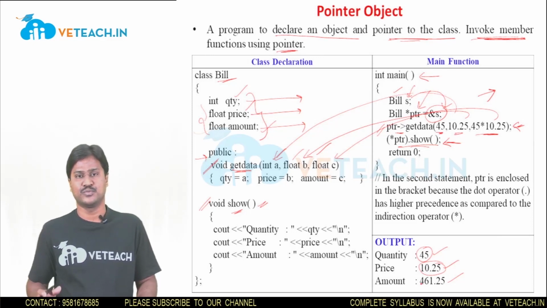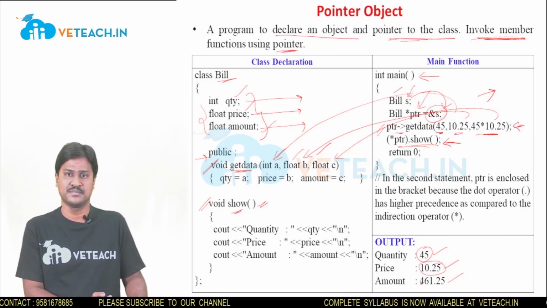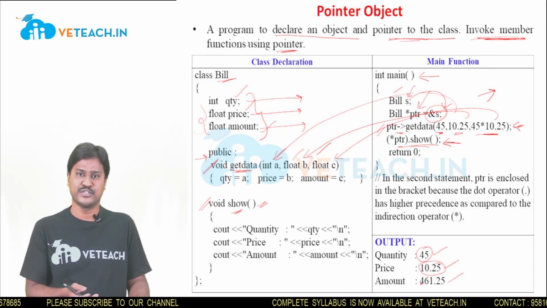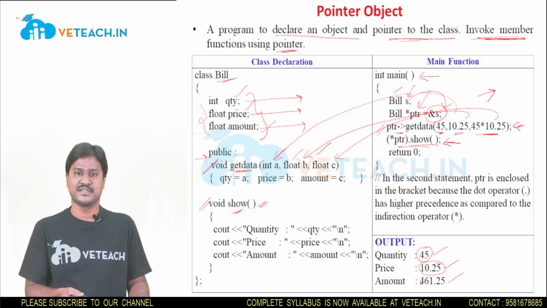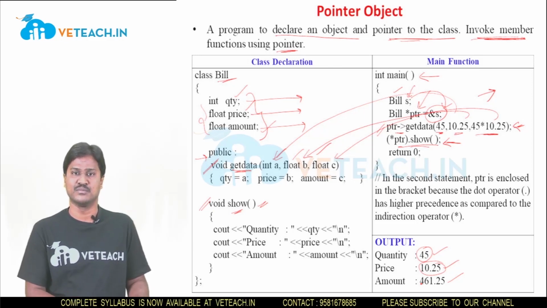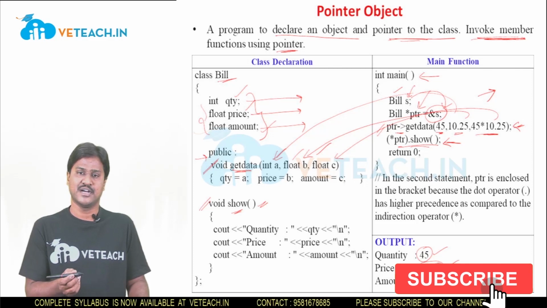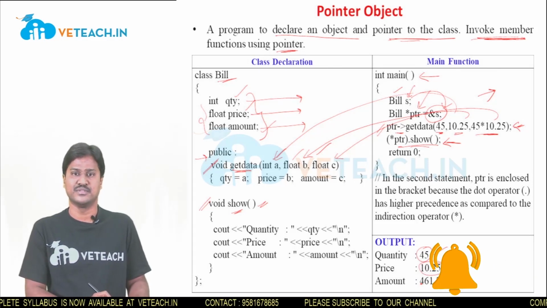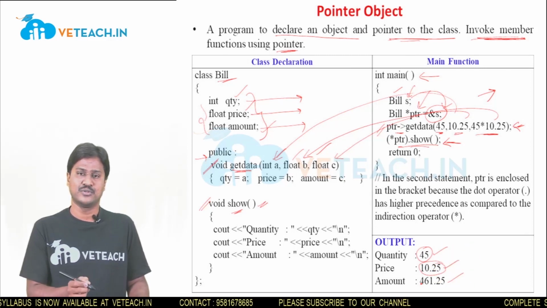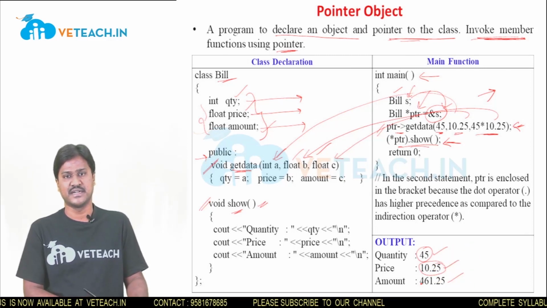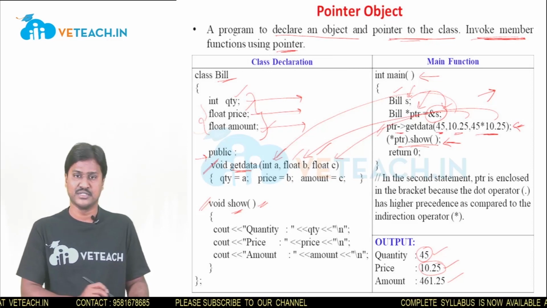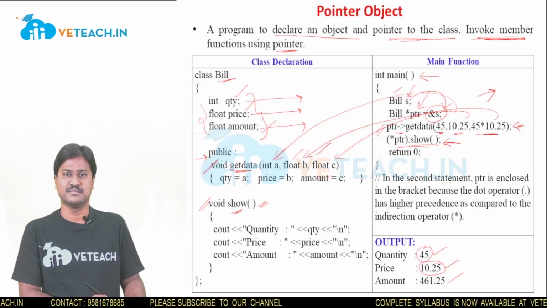So what we learned in this topic is how to declare a class, how to define a pointer to a class and a normal object of the class, how to assign the address of the normal object to the pointer object, and how to invoke the class member functions get data and show using the pointer object in two different scenarios. And I've given the information on how to access these member functions.